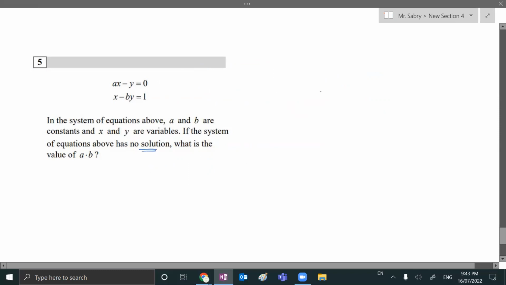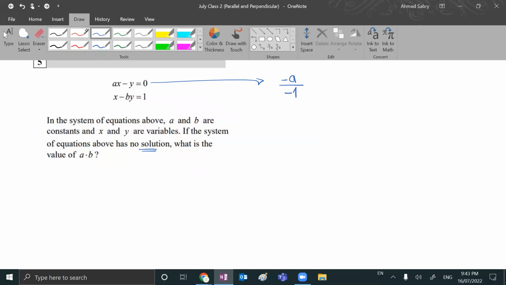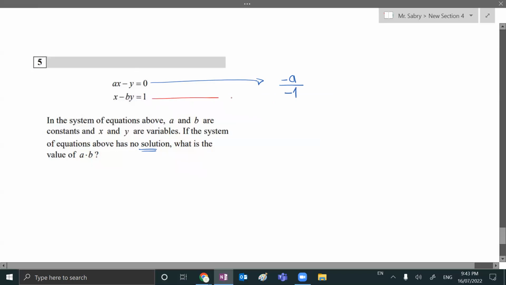So slopes are equal. I'll get the slope of this one. What's the slope of this one? Negative the number next to the X over the number next to the Y with the same sign, which is negative 1. Now I'll get the slope of the other one because they're supposed to be equal. The slope of the other one is negative 1, which is the number next to the X, over the number next to the Y, which is negative B.